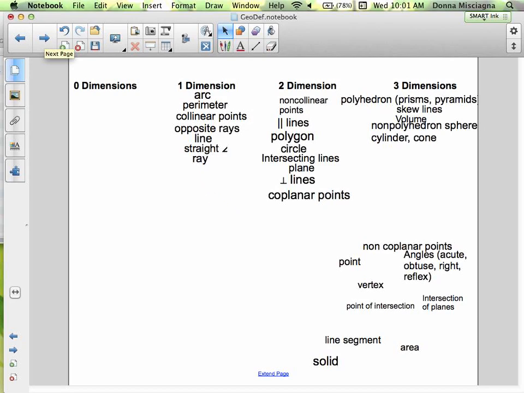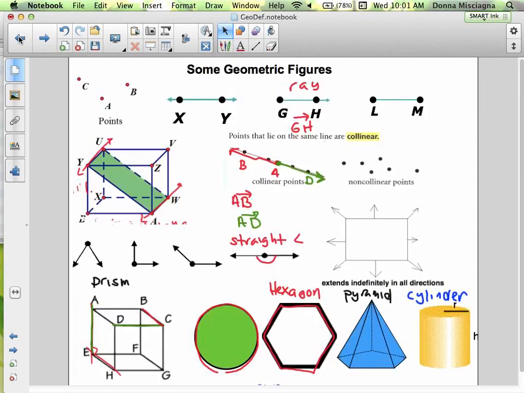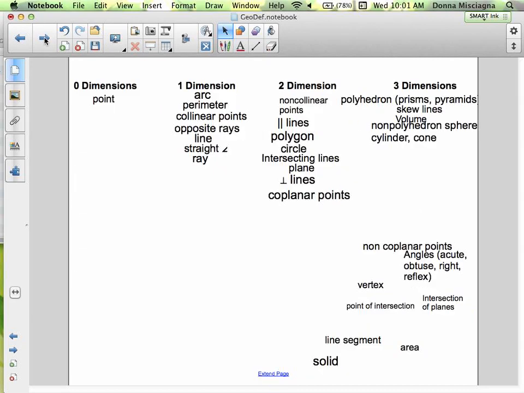A point. A point doesn't have any dimensions. So the point, as you can see here, it's just a location. It has no dimension at all. We draw a dot because we have to draw something. We can't draw nothing, right? It'd be hard for us to say there without something to point to.